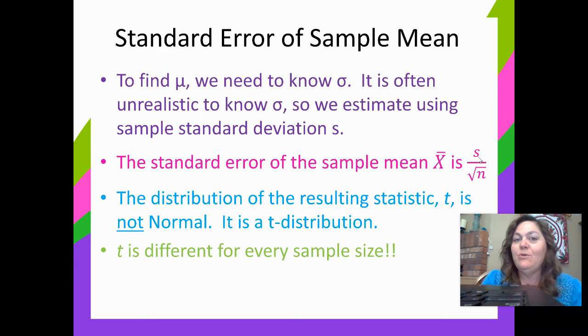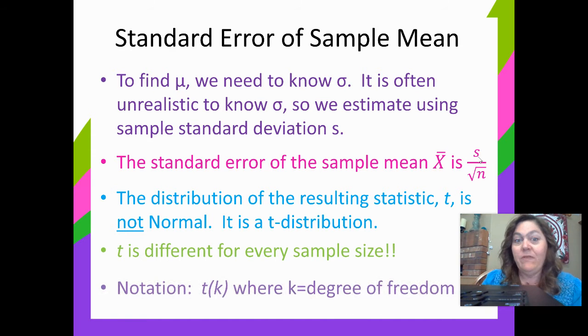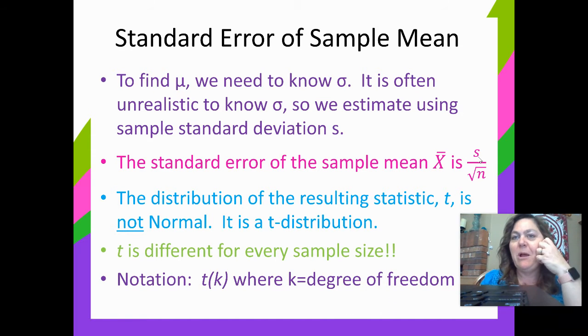It was actually a guy who worked for Guinness Brewery in Ireland, and in the 1800s he developed this different t for every single sample size without calculators, without computers. So we'll talk about that.